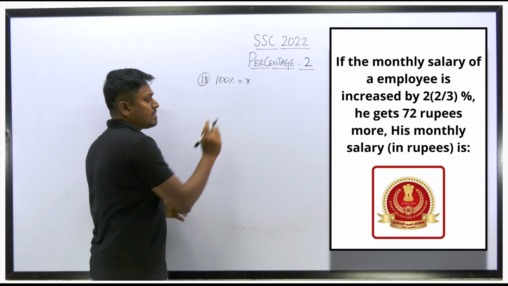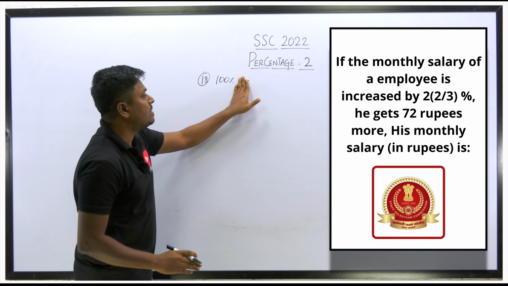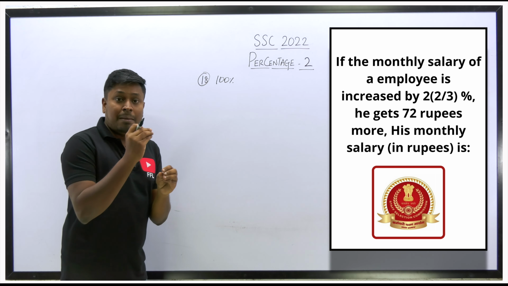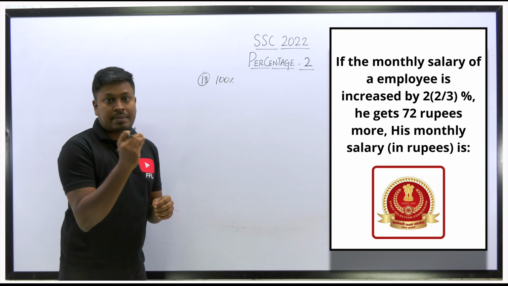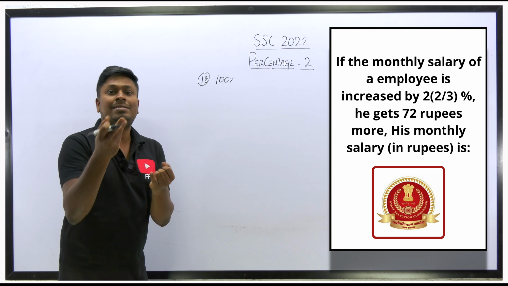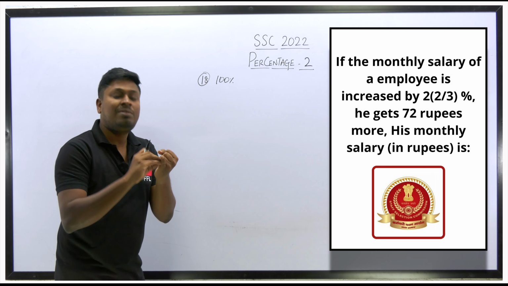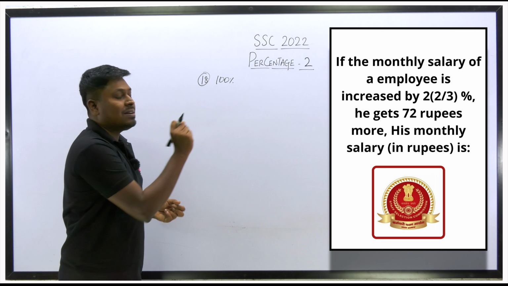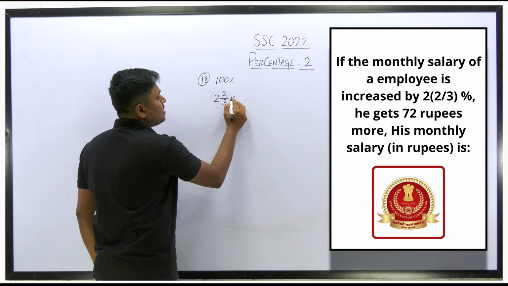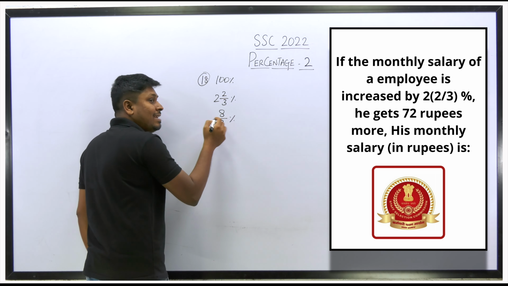So let me keep it as X or 100%. 100% will be the monthly salary of the person, either way. Now the employee salary has been increased by 2/3 percentage. The percentage increase is given, and similarly the rupee increase is also given. 2/3 percentage is how much? 3 2s are 6, so 8/3 percentage salary increment is there.